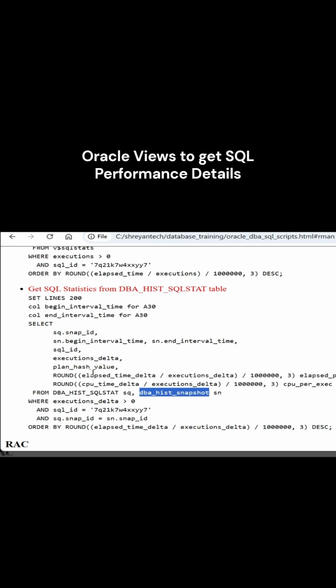The only difference is that in this history table you'll have an elapsed time total and an elapsed time delta. You have to use elapsed time delta and executions delta, which is the delta count for that snapshot: what was the total elapsed time for that snapshot interval, and how many executions in that snapshot itself.